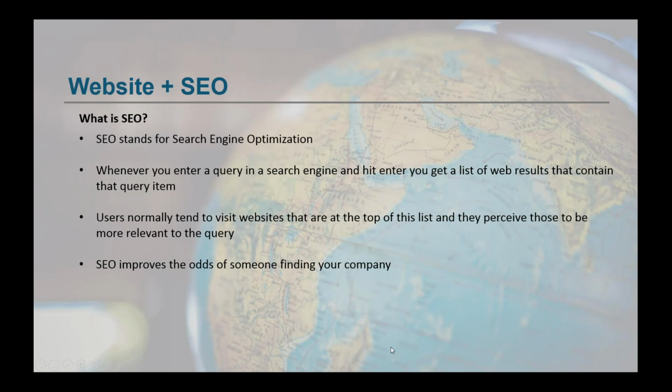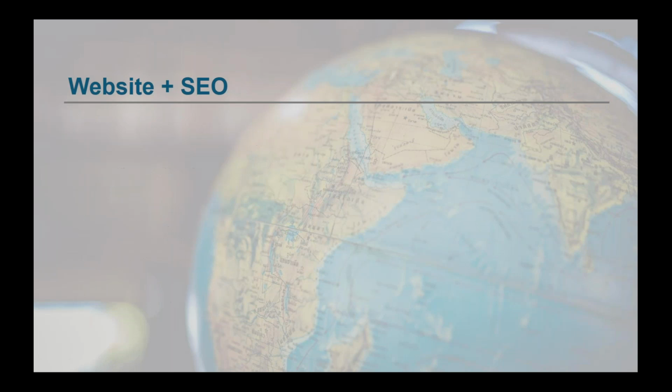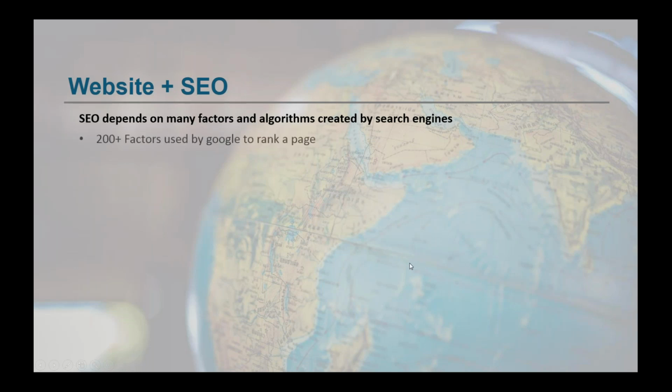And so SEO comes in because it improves the odds of someone finding your company. It helps you rank higher. And online visibility can help your credibility and brand awareness. So there's a lot of factors that go into SEO. It depends on a ton of factors and algorithms created by search engines. Some of it's just the length of time your website's been around. Some of it is your site being deemed a trustworthy site, different things like that. So there's over 200 factors that are used by Google to rank a page and how it will decide.